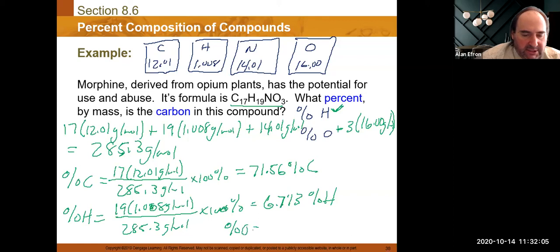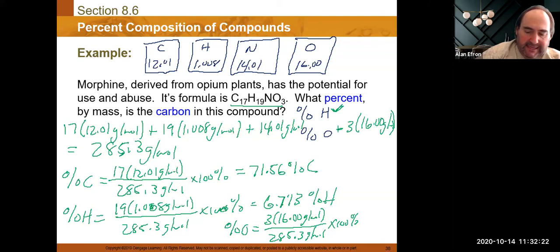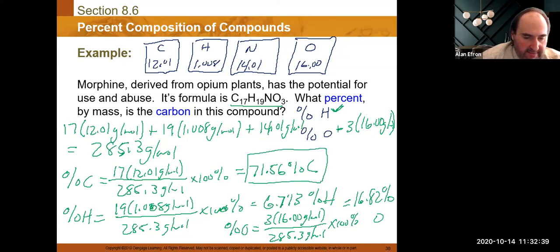And last, we could do it for the oxygens. So percent oxygen, we're going to take the number of oxygens that are on top, which is 3, again divided by the entire mass of the whole thing, 285.3, and again times 100%. So 3 times 16 gets you about 48, divided by 285.3 and times 100. Looks like 16.82% oxygen. Any questions on how we got any of those numbers?